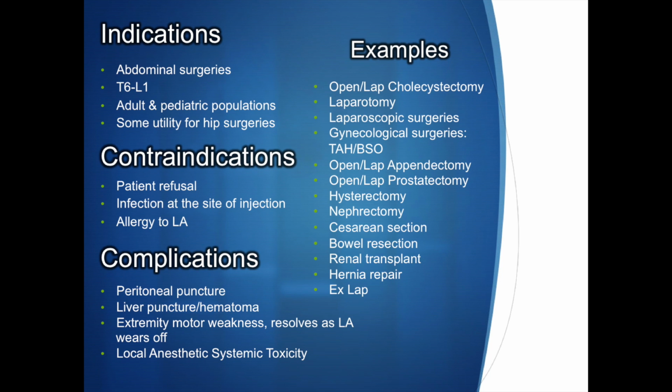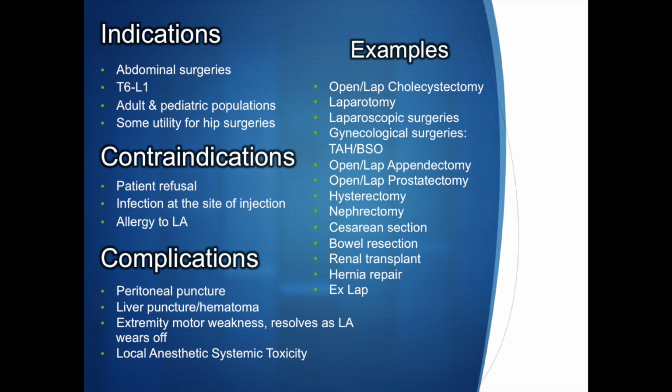Indications. The block relies on the injection of local anesthetics to block the nerves that innervate the anterior lateral abdominal wall. The QL block is indicated for a number of general, gynecologic, and urologic abdominal procedures. Some examples are listed. Additionally, there is some utility for this block for postoperative pain management after hip surgeries.